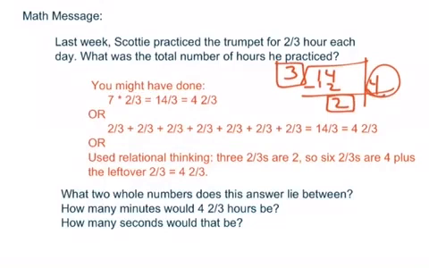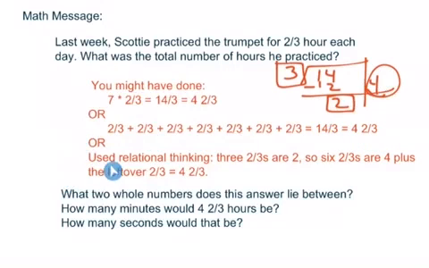Okay? Or I could have done repeated addition, 2/3 plus 2/3 plus 2/3, and so on, until I still ended up with 14/3 and the answer of 4 and 2/3. Same thing, here I would have done this in order to figure out what is that as a mixed number, no longer an improper fraction, but a mixed number.